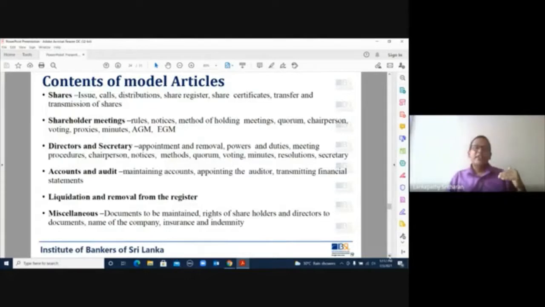So actually, from an exam point of view, you have to keep in mind what things have to be included in the articles of association. You can say it's about the charge, shareholders' meetings, directors and secretary, audit and accounts, liquidation and removal from the register, and miscellaneous items that will be included in the articles of association.